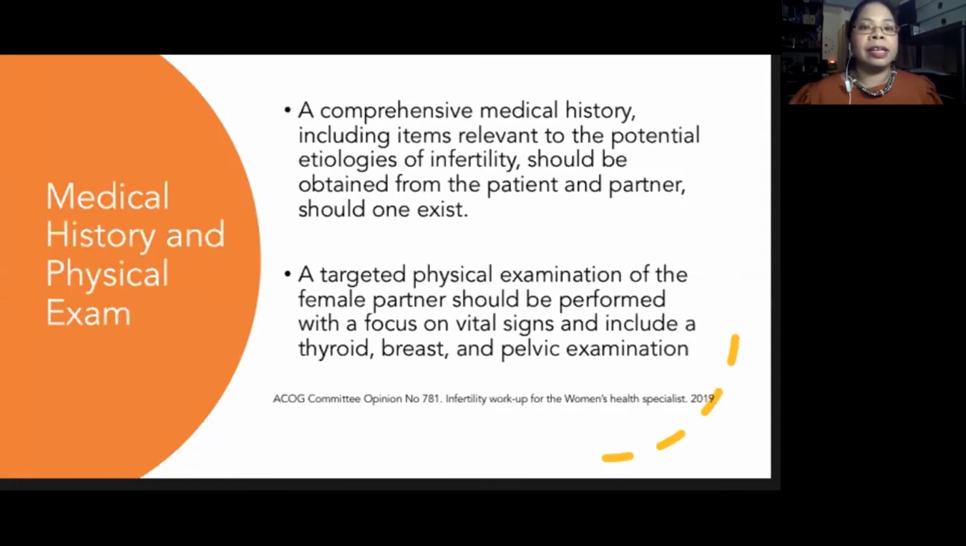As I've said, it's very important to do a thorough medical history and physical exam. A comprehensive medical history, including items relevant to the potential etiologies of infertility, should be obtained from the patient and her partner. A targeted physical exam of the female partner should be performed with a focus on vital signs and include the thyroid, the breast, and of course, pelvic exam.